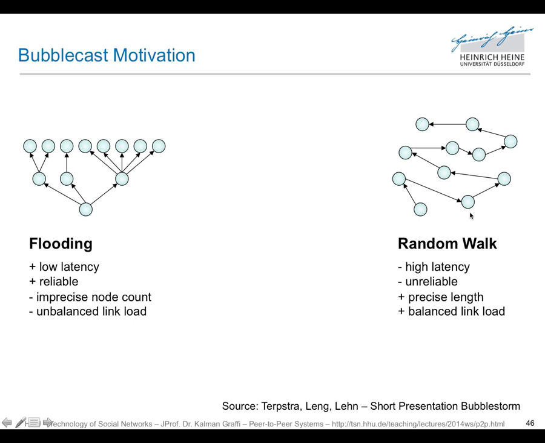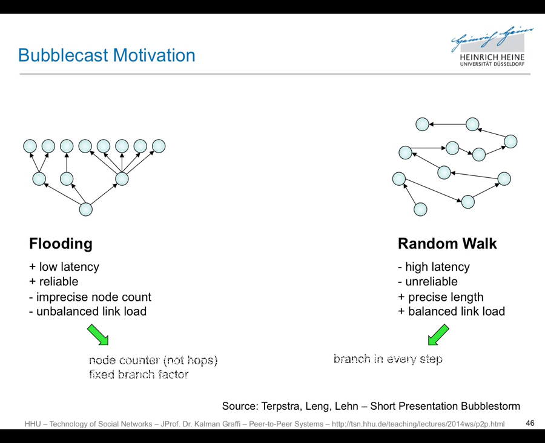In the random walk we had the benefit of a precise length. If we take a splitting factor of 1, then you can really specify with the hop count how many nodes you want to reach. And it is balanced, but it's unreliable. One of the nodes might stop and it's done, and we cannot control how long this random walk goes. So we have a high latency.